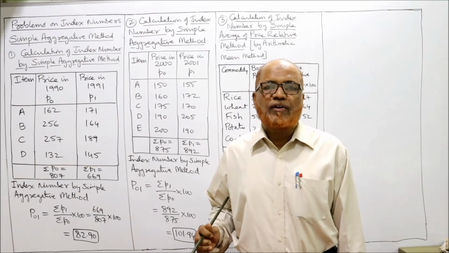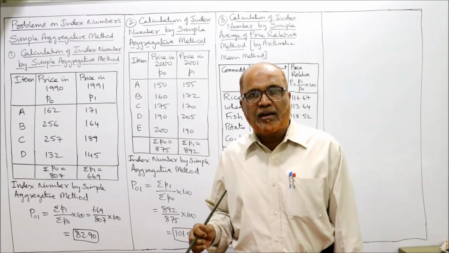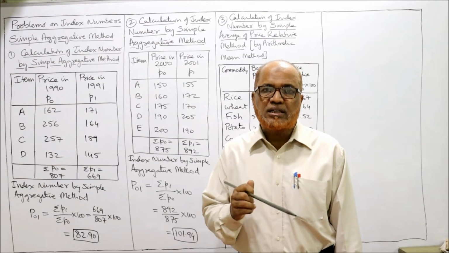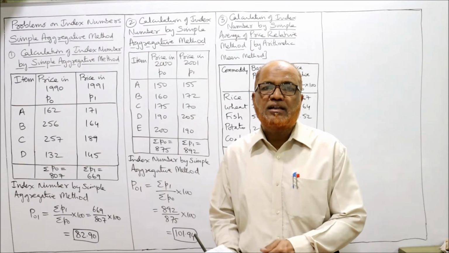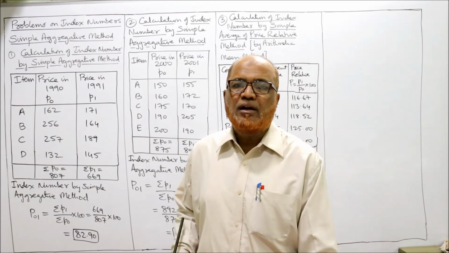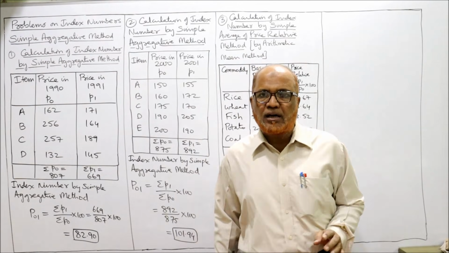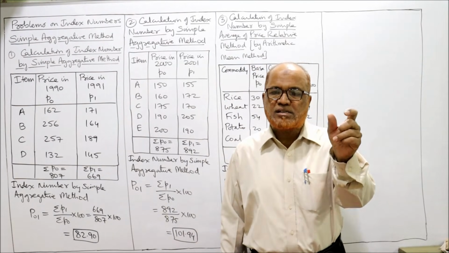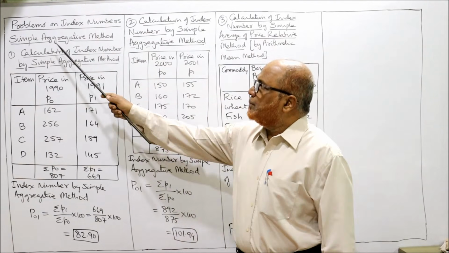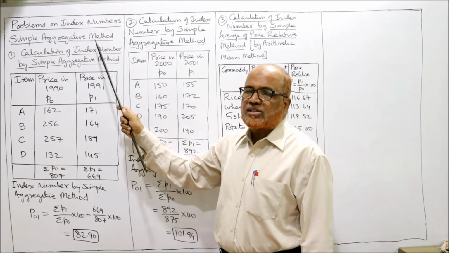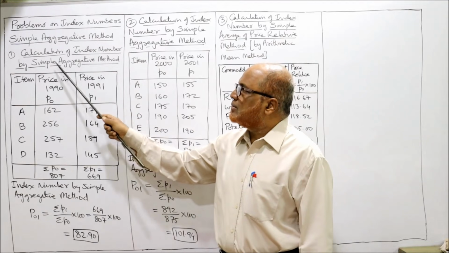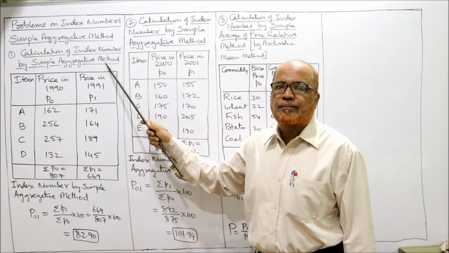So we are going to find out the price index of the current year compared to the base year. Current year is 1991 and base year is 1990. So all the prices are given in the base year as well as in the current year. 1990 के prices और 1991 के prices दे दिया. So see here, simple aggregative method. The first few problems are on simple aggregative method. Calculation of index number by simple aggregative method.